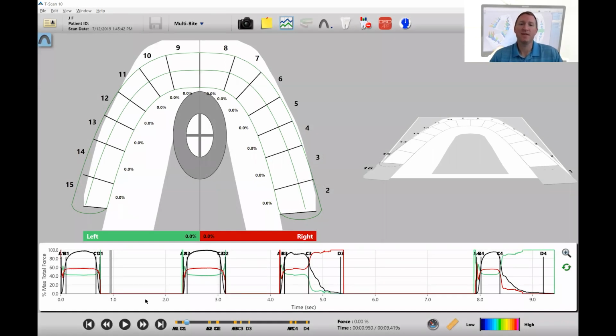Now that you're picking a recording, how do you know if you have a good recording as well as a repeatable recording? So in this video, I'm just going to focus on the graph, and really there's two things that I look at.